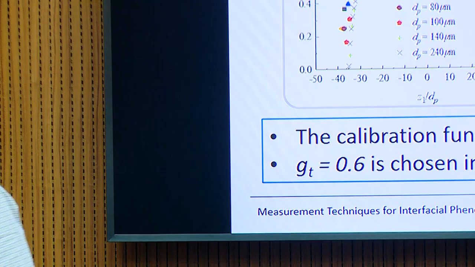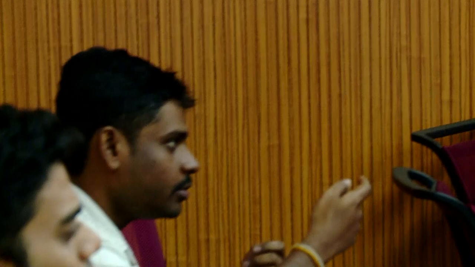I have a few questions. First, how do you get velocity out of DFD? Just take consecutive images? Yes, it's simple PIV. Okay.